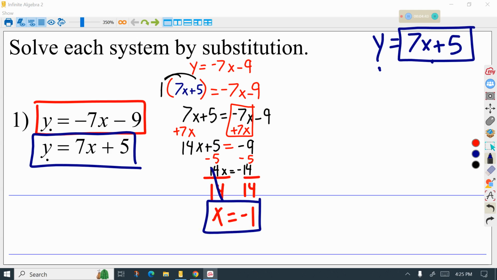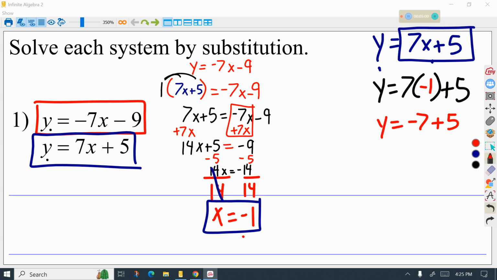So this value, what we need to do now is go plug that in for our x value. So we're going to go right here. We got 7x plus 5, and the number that goes inside there is what x is equal to, right? X is equal to negative 1, so we'll plug that in there. 7 times negative 1 is negative 7. And so if we make that negative 7 plus 5, we should see that our y value is negative 2.